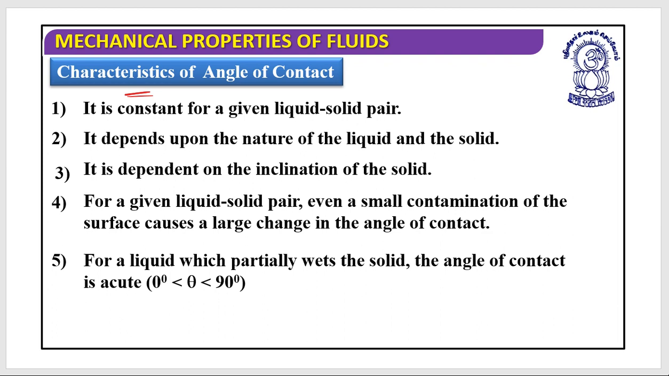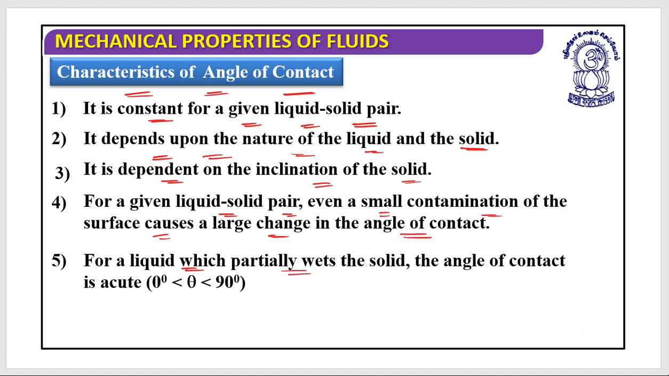Now let's look at the characteristics of the angle of contact. The angle of contact is constant for a given liquid and solid pair, and it depends upon the nature of the liquid and the solid. So it is basically a property of this pair of media. It is also dependent on the inclination of the solids. Even a small contamination of the surface causes a large change in the angle of contact.